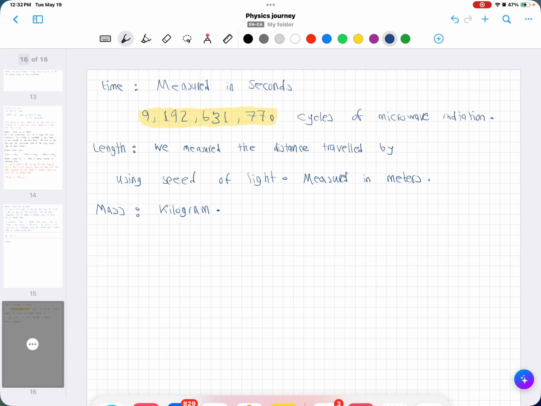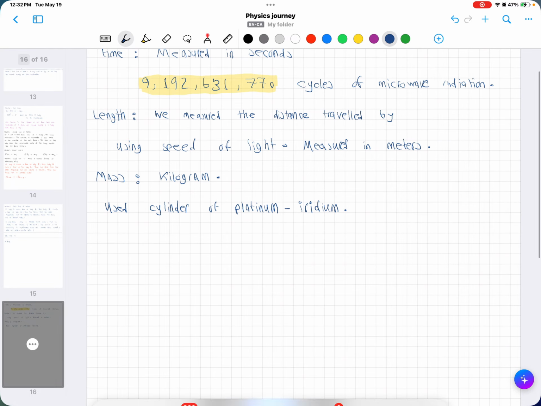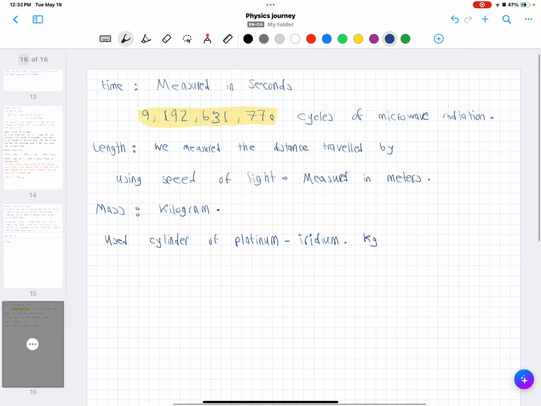Okay, so we used a cylinder of platinum iridium. And let's talk about unit prefixes. So how it's denoted as kilogram. Meters is denoted by m, and seconds is denoted by s, smaller s.